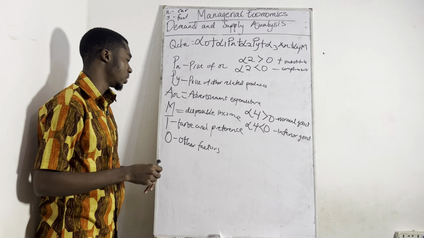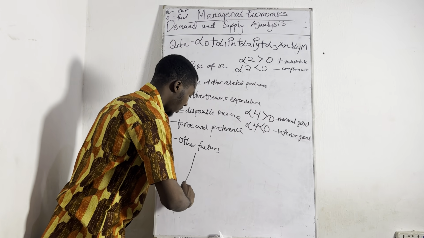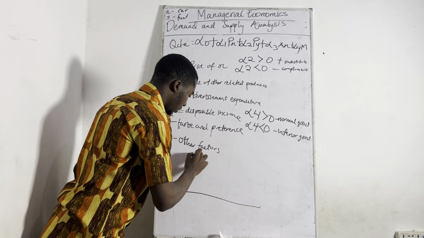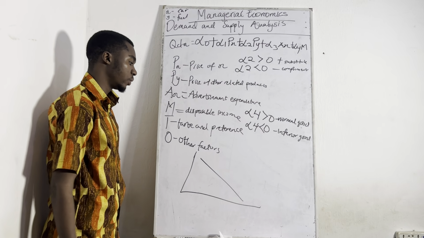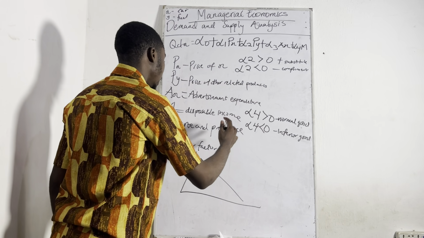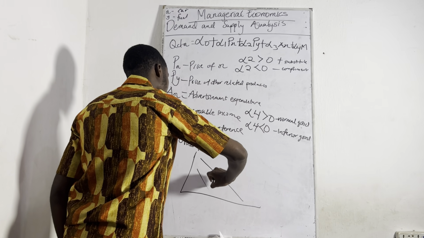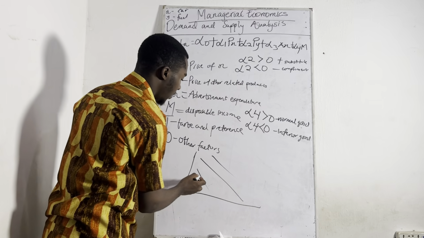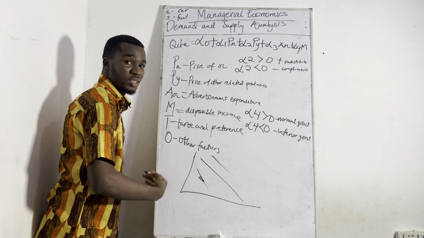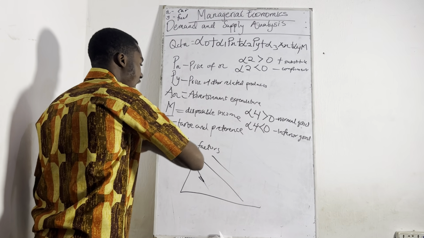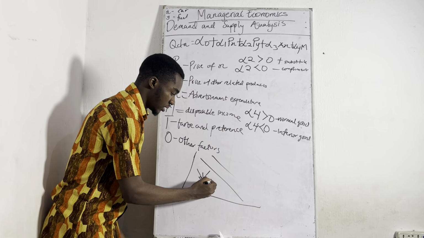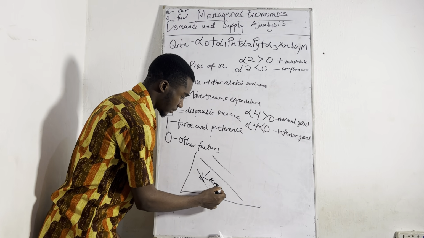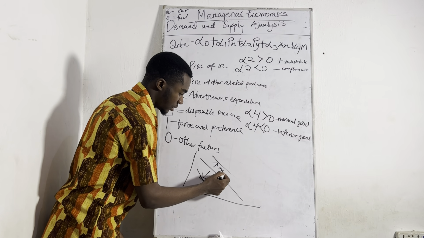The only thing you need to know is that if you have a demand diagram like this, demand is always like this, for a normal good. If it is coming to the left, it means there's a decrease in demand. However, if it's going to the right, it means there's an increase. So this means a decrease, and this is an increase.